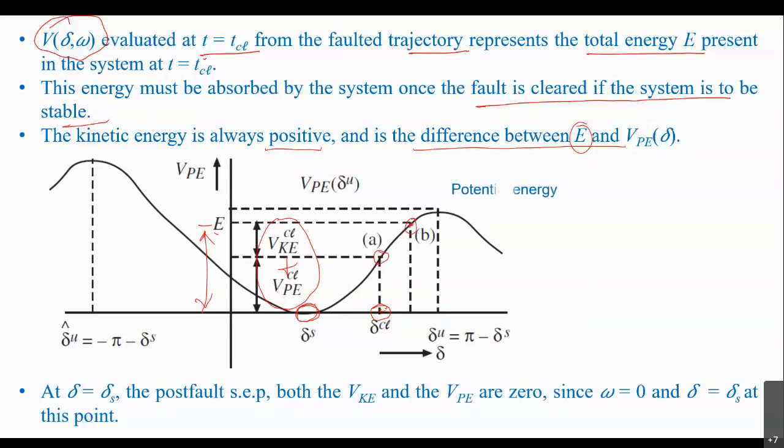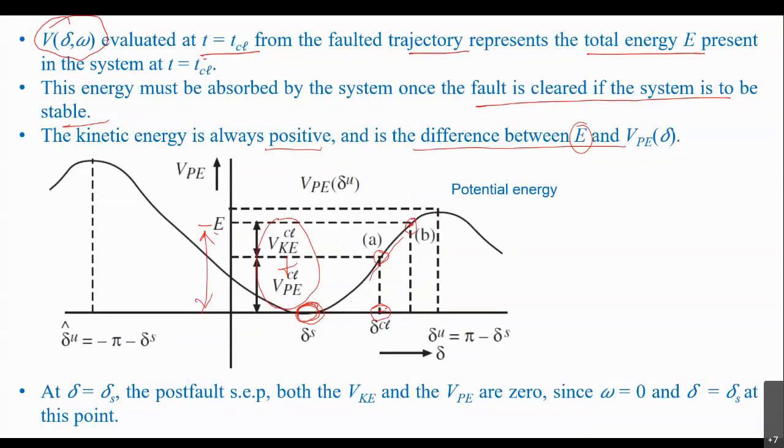Up to point A, it gives the potential energy, and this curve is in fact the potential energy curve. It is not the total energy curve, and it indicates how the potential energy is varying. So at the stable equilibrium point, if we look at delta S, what will be the value of potential energy?